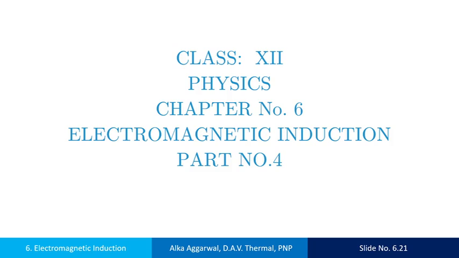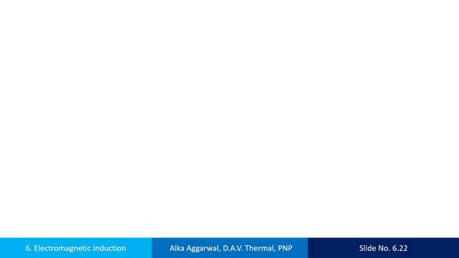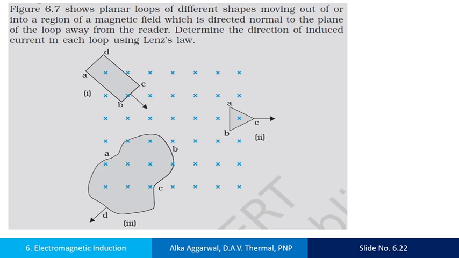Hello. In this lecture, we will see how we apply Lenz's law in finding out the direction of the induced current. For this, I am taking the question from the NCERT book. The different shapes are given which are either moving in the magnetic field or going out of the magnetic field. We have to find out the direction of the induced current in each loop with the help of Lenz's law. Now here this blue cross shows the direction of the magnetic field.